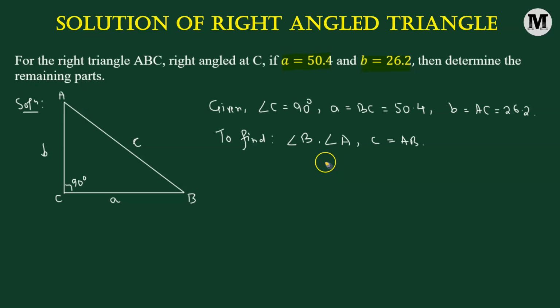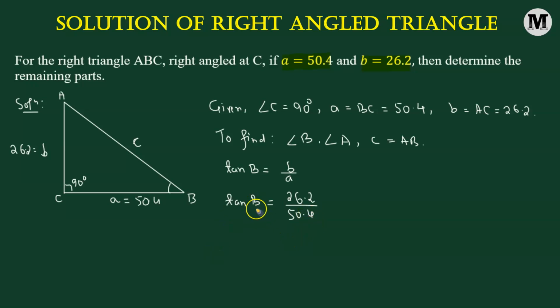To begin with, let's note it down: a is 50.4, and we have b, which is 26.2. Let's take the tangent of the angle B. Now we know the tangent function is defined as the ratio of the opposite to the adjacent. So the ratio b over a is simply tangent of B. Tangent of B is going to be equal to 26.2 divided by 50.4.